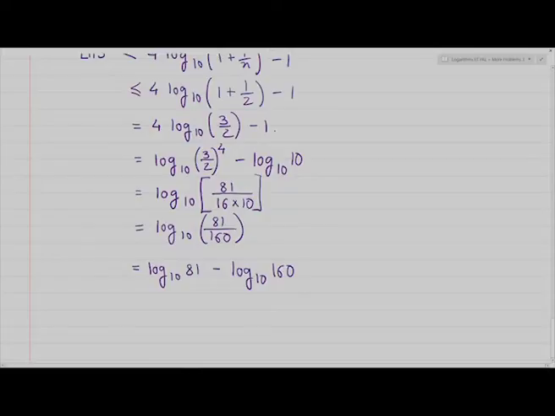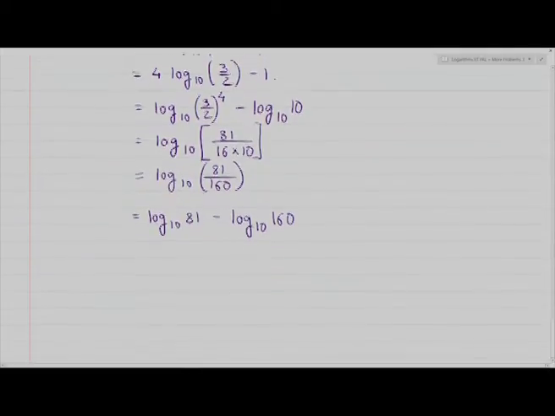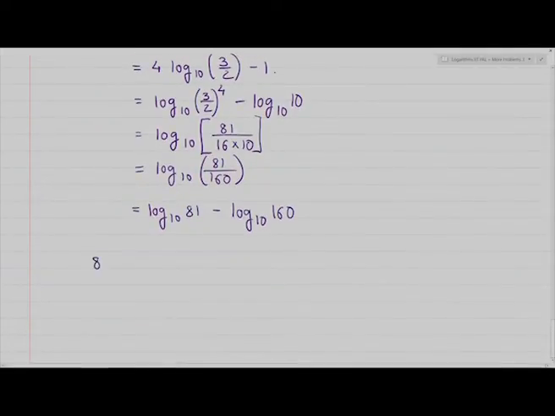What do I know? I know the order relation between 81 and 160. 81 is less than 160, if and only if log to any base, it doesn't matter, to the base 10 of 81 is less than log to the base 10 of 160, right. So what will happen to this term? Log to the base 10 of 81 minus log to the base 10 of 160 will be less than 0, correct. This is what we wanted.